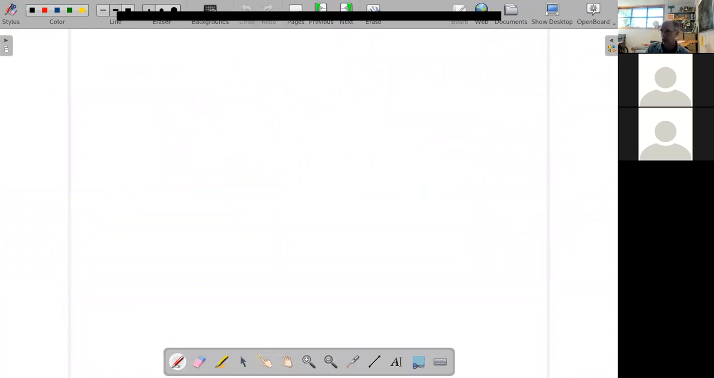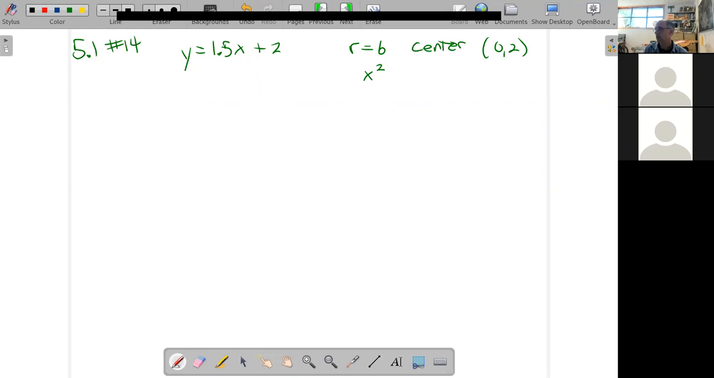So given information, we have this line. Again, this is 5.1, number 14. And the line is y equals 1.5x plus 2. And then we have a circle with a radius of 6 and a center of (0, 2). So just for fun, the equation of that would have to be x minus 0, which is just x squared, plus y minus 2 squared equals 6 squared, or 36. Right, so from our standard form of a circle, we get that.